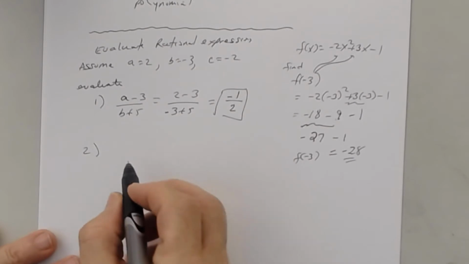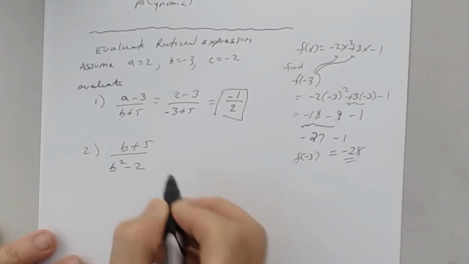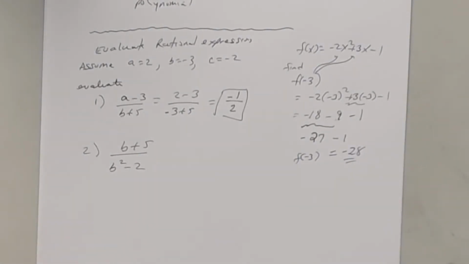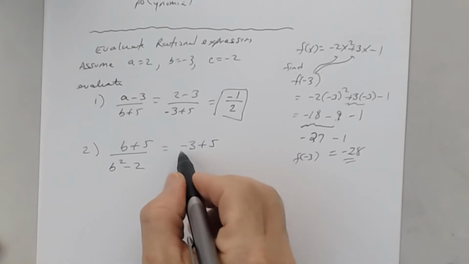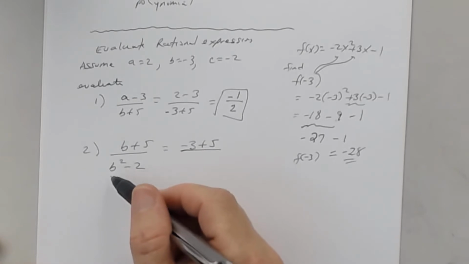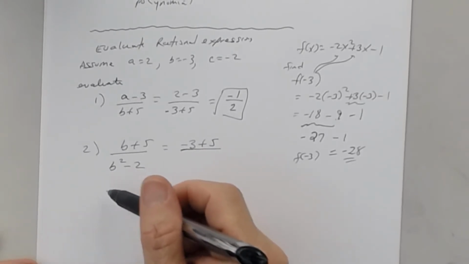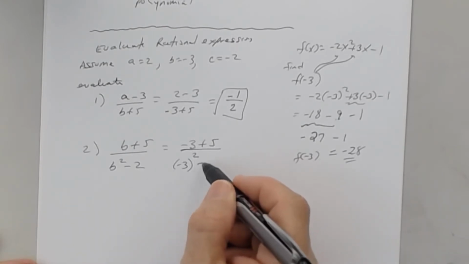All right, number 2. Suppose I had b plus 5 divided by b squared minus 2. In this case, what do I substitute? There's only one variable here, b. What do I substitute? Negative 3. So you're just plugging right now. Negative 3 plus 5, that's the numerator. Now remember, you have a b squared in there, so you really need to put what b is in parentheses. So that's negative 3 in parentheses, and I'm squaring it. And whatever that is, I'm going to subtract 2.